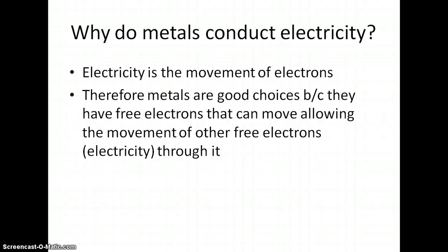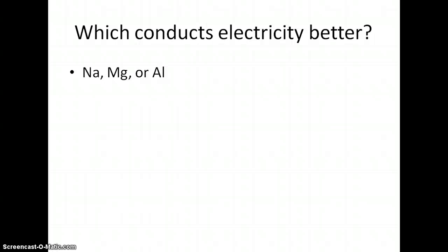So why do metals conduct electricity? Well, electricity involves the movement of electrons. Therefore, metals are good choices because they have free electrons that can move, allowing the movement of other free electrons, such as electricity, through it.